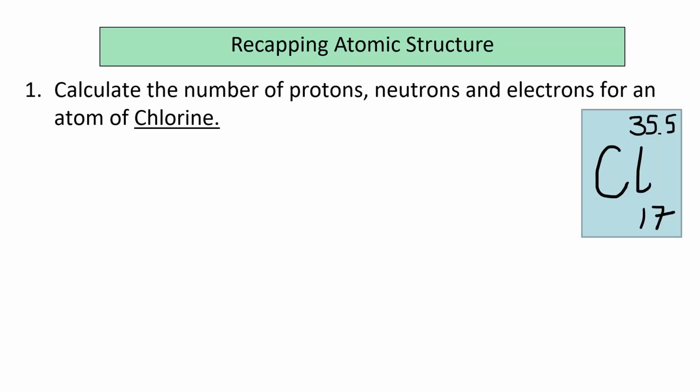So let's first recap the atomic structure of chlorine. Using the symbol on the right, calculate the number of protons, neutrons and electrons. Pause the video now and I'll go through the answers in a moment.